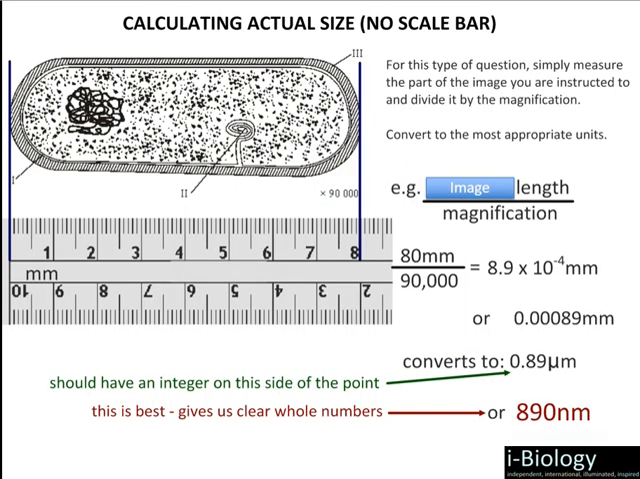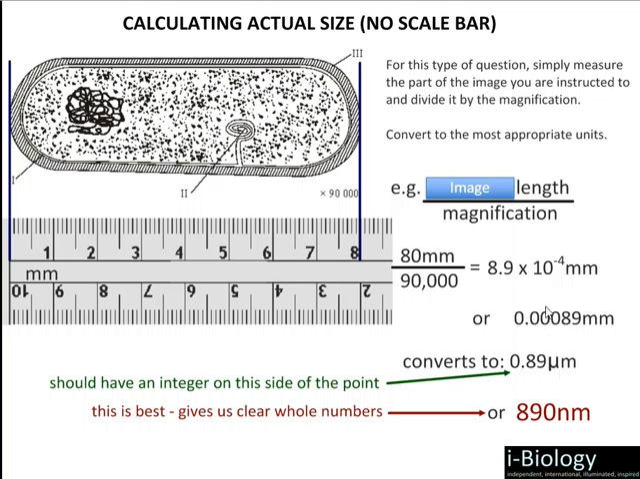So let's go back to the example. In this one here, look, you're given the magnification, which is 90,000. Here you've got a ruler and you've got an image. So you line the two up, and you can see that this is measuring 80 millimeters. So if we take 80 millimeters and we divide it by our magnification, we get 8.9 times 10 to the minus 4, or 0.00089 millimeters. Now, obviously, that's giving us the actual size of our specimen, or the thing that we're looking at.